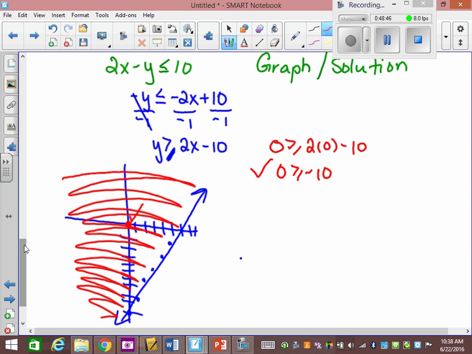Closed dot, because it's equal to that. An open dot would mean that there's nothing there. So open means not equal to.